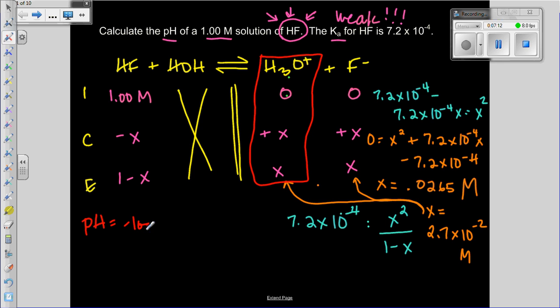So I'm going to do the negative log of that, which is this answer right here, 2.7 times 10 to the negative 2. Okay, I want you to notice that if this were a strong acid, the concentration of the hydronium ion would be 1, but because it's a weak acid, it's much less. So I'm going to do negative log of that value, and sorry, I didn't already solve it. Negative log of 2.7 times 10 to the negative 2. Whoops, I did that wrong, sorry.